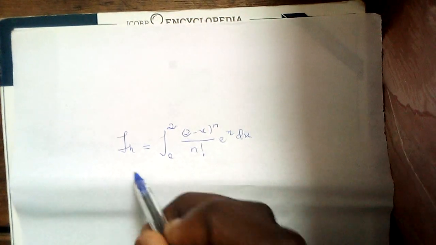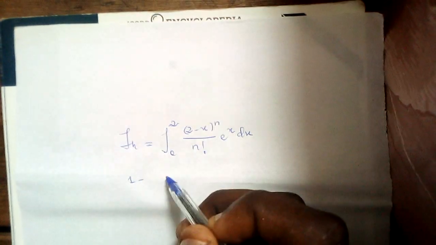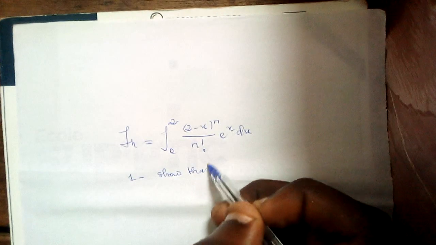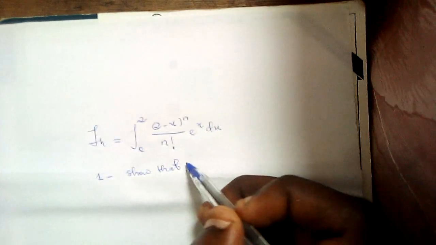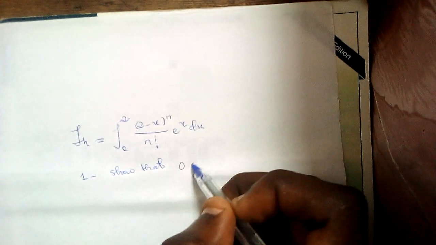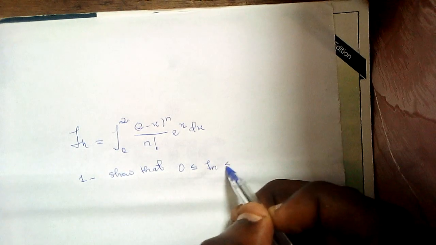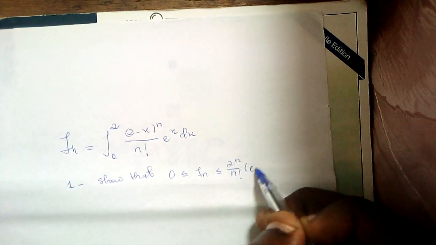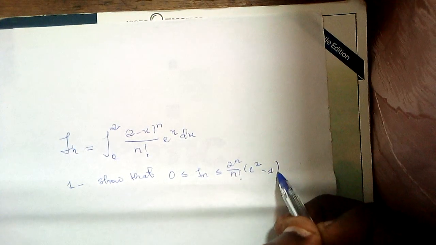Alright, so the very first question is saying that we should show that 0 is less than or equal to I_n less than or equal to 2^n over n factorial times (e^2 - 1).